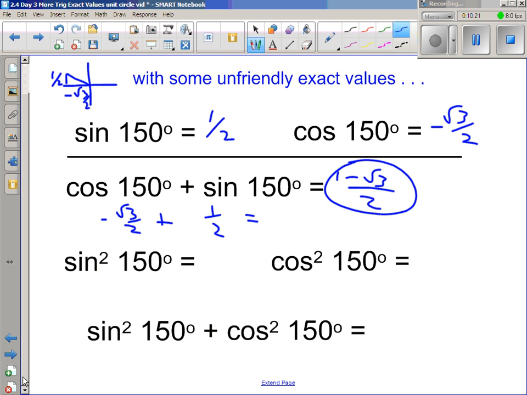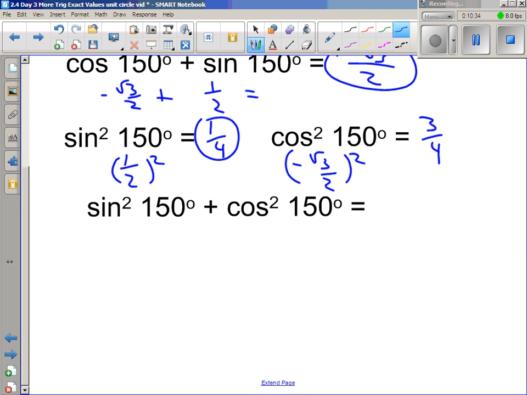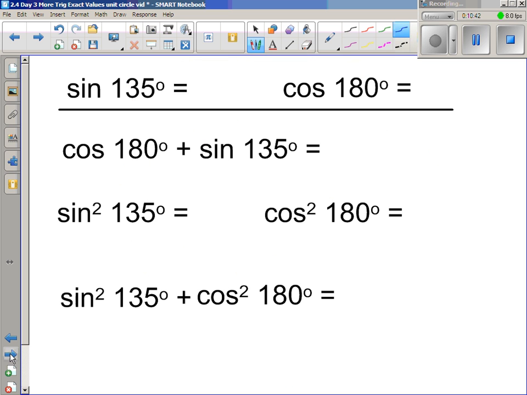To square these values, 1/2 squared is 1/4. Negative root 3 over 2 squared is going to be a positive 3/4. Add these together, we would get 1/4 plus 3/4 equals 1. In this next slide, why don't you try to do the work, see what you come up with, and then we'll go through the answer. You can hit pause.